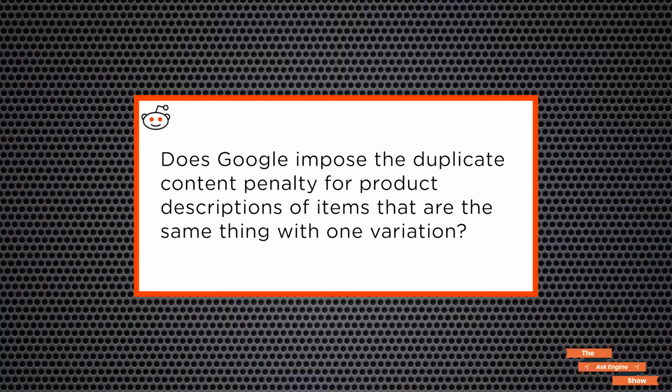Last question from r/ecommerce. This person's wanting to know about product descriptions and duplicate content. He works for a manufacturer that does shelves, and his SVP is worried about the duplicate content penalty. So he's been tasked with creating different content for each product description that he makes, and he's frustrated because these are shelves with slight variations in size. He is kind of saying, does Google impose a duplicate content penalty for product descriptions of items that are the same thing with variation? He's been getting mixed answers on that and just wants kind of a definitive.